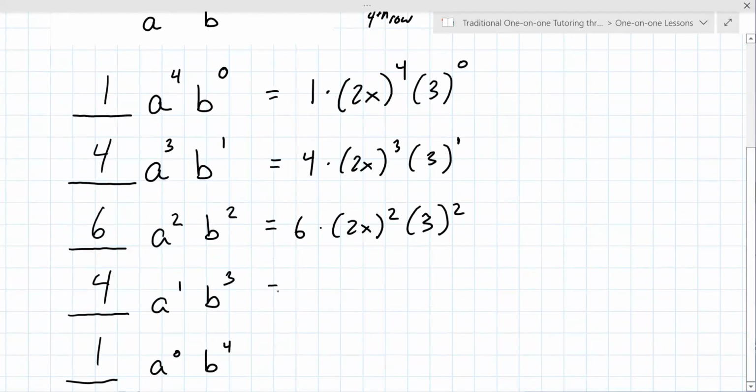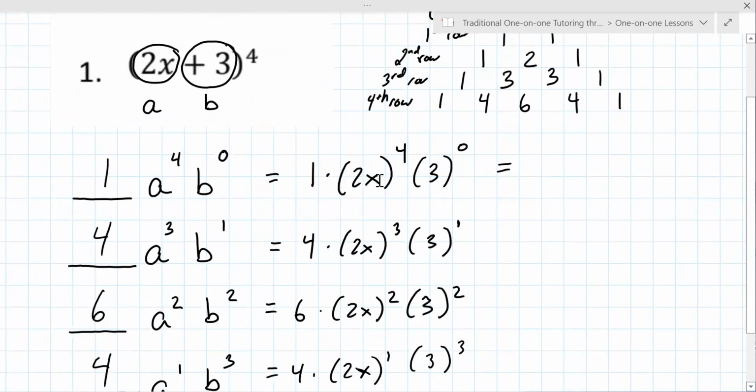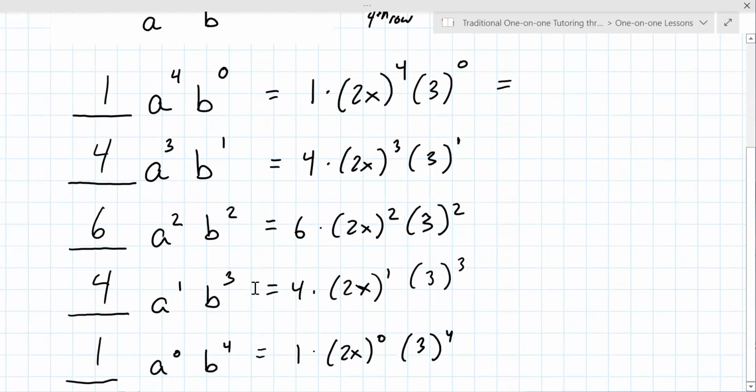And we keep going here, 4 times 2x to the power of 1, 3 to the power of 3. It's actually faster to write all the 2x's to the exponents than all the 3's to the exponents, but you can decide how you do it. Just make sure that you're going down on one list and up in another. And these all add together, so we just have to figure out what each of these are now.